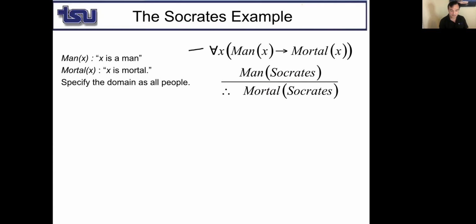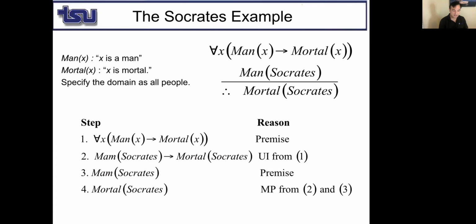So given this premise and this premise, can we conclude that Socrates is mortal? That's the question we are going to answer right now, and it is pretty simple. This is the premise, given to us. If this is true for all people in the world, it must be particularly true for Socrates, who is someone in the world. So Socrates is a man implies that Socrates is mortal. And we are also given the premise that Socrates is a man.